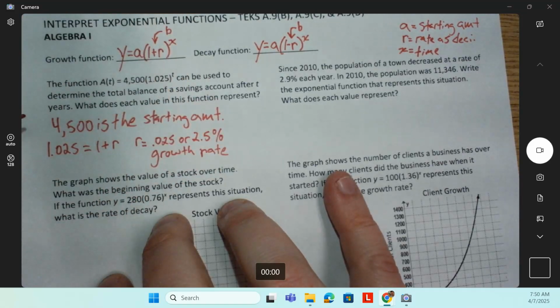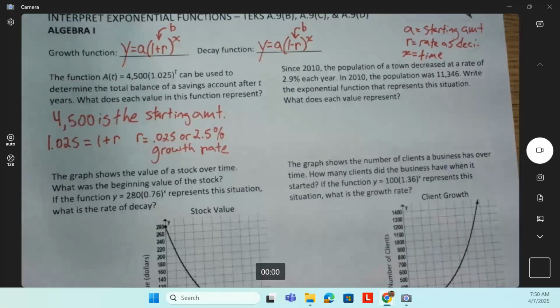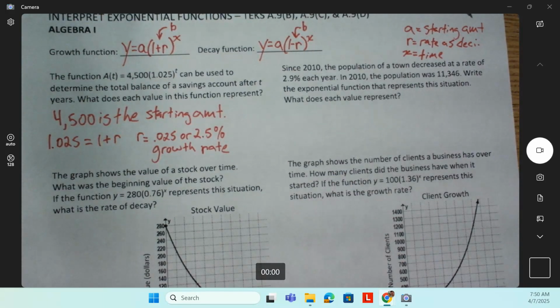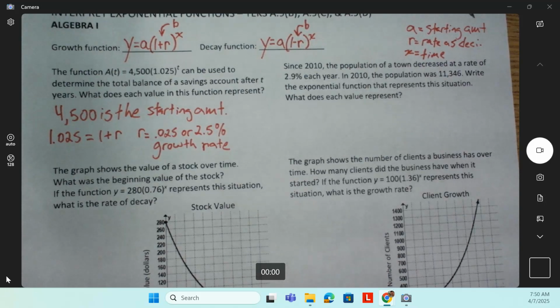Okay, and then your t value, it already told us was time. And so really we're just breaking apart and getting that information there of what is each part of it.